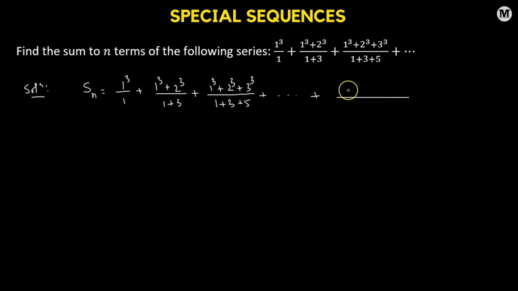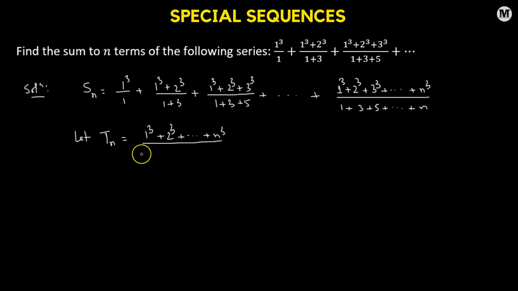So if we follow the trend, the nth term in the numerator part has 1 cube plus 2 cube plus 3 cube all the way up to n cube. So this gives us the sum of the cubes of the first n natural numbers. And in the denominator we have 1 plus 3 plus 5 all the way up to n. Okay, so this is going to be the nth term of the series. So here let Tn be the nth term of the series. That's given by 1 cube plus 2 cube all the way up to n cube divided by 1 plus 3 plus 5 all the way up to n.